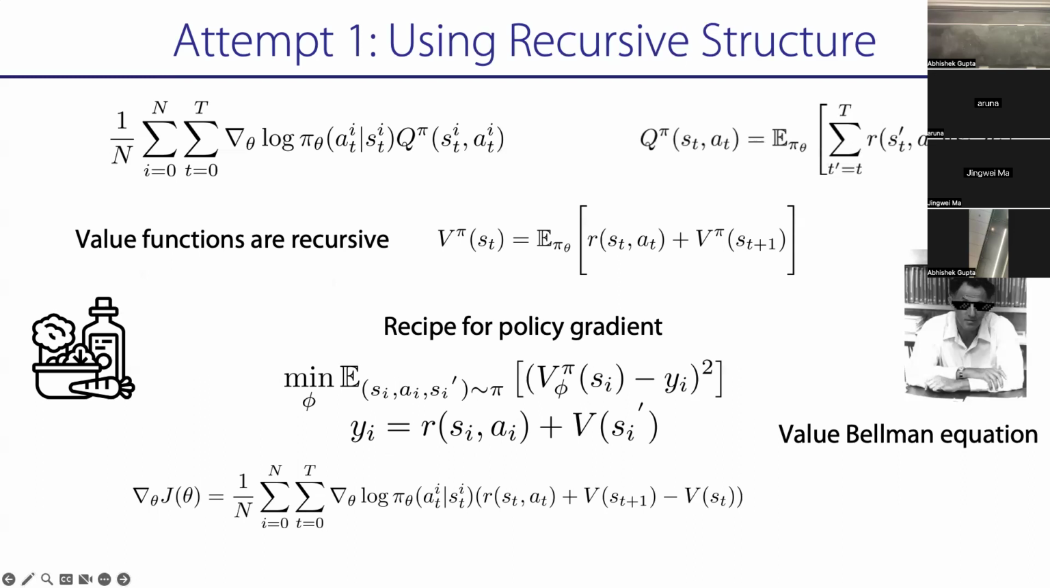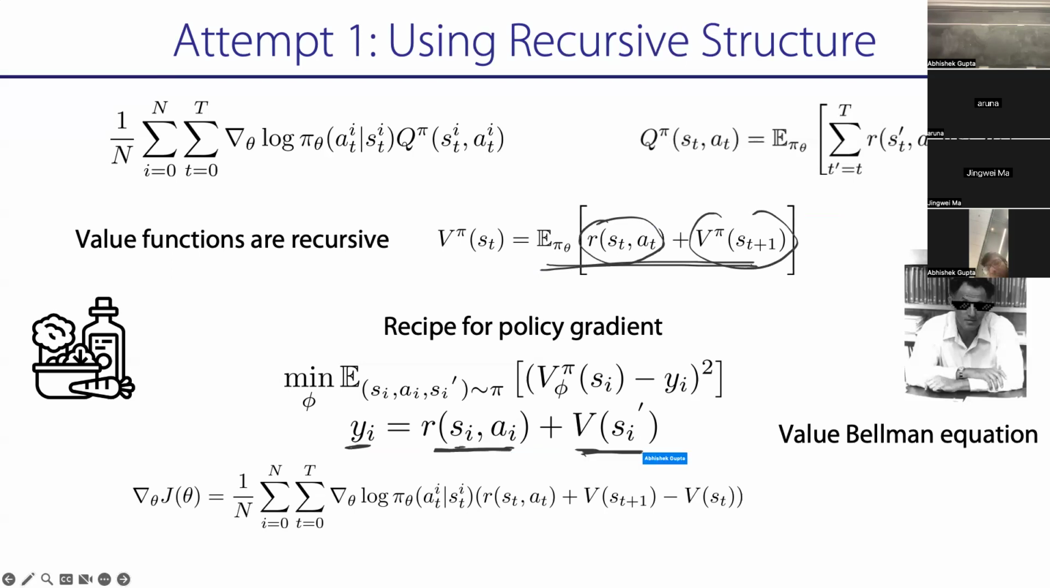Can you repeat that? Explain again. The targets are, if you look at the right-hand side of this equation, basically the current reward plus the future value. So the target at any state S_i, A_i, you can think of as the current reward plus the future value, right?